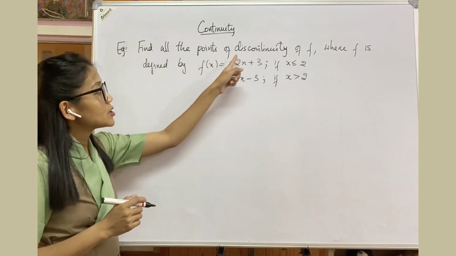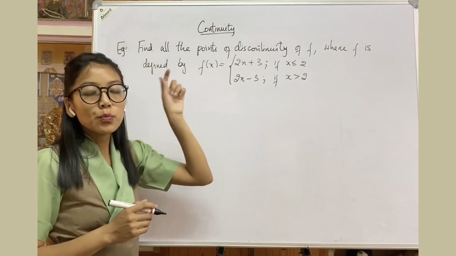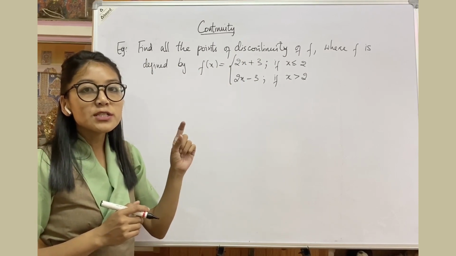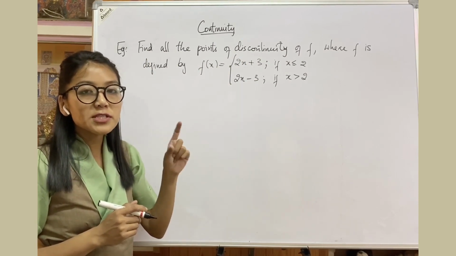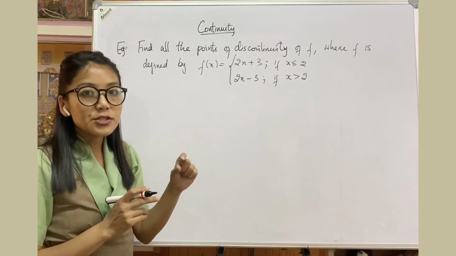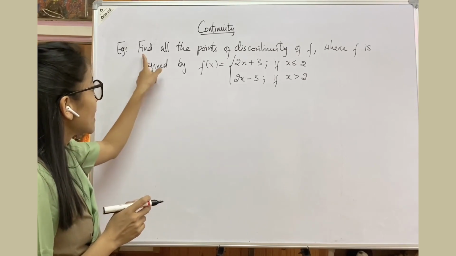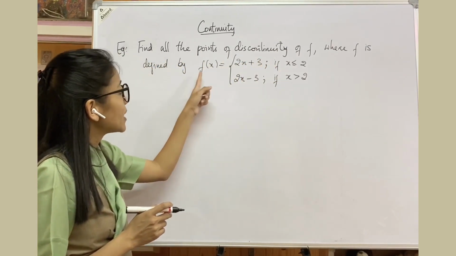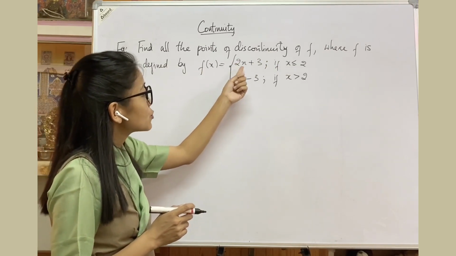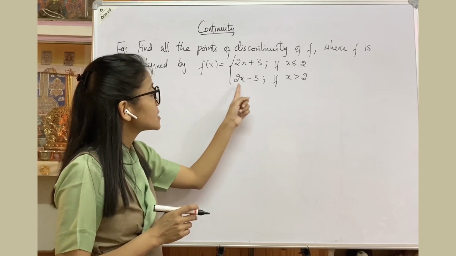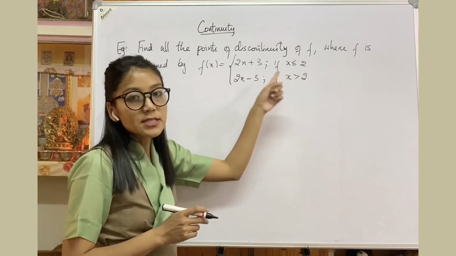Find all the points of discontinuity. A point of discontinuity means a point at which the function is not continuous, a point at which the function is discontinuous. So you have to find all the points of discontinuity of f, where f is defined by f(x) equals 2x plus 3 when x is less than or equal to 2, and f(x) equals 2x minus 3 when x is greater than 2.